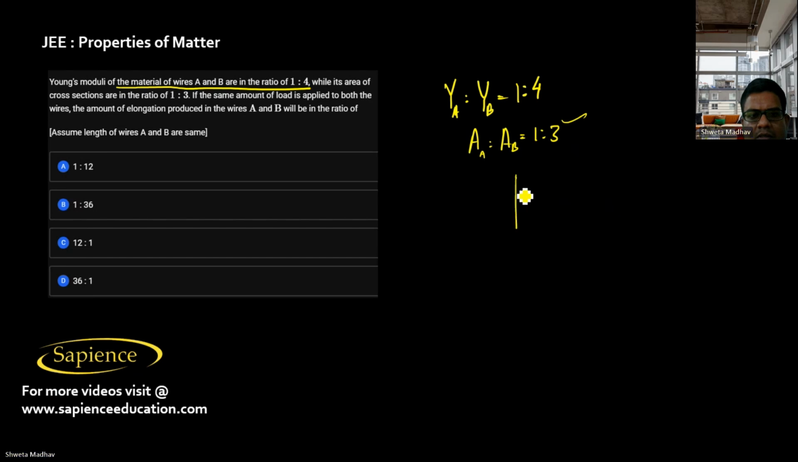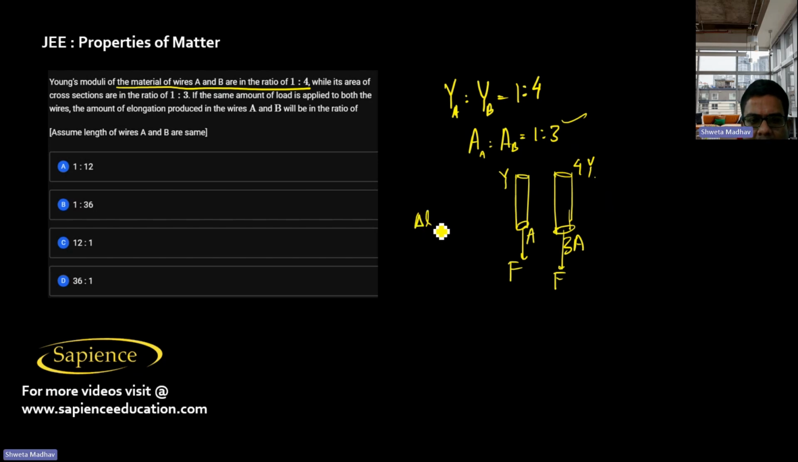Okay, so it means that one of the wires is having area of cross section A, and the other wire is having area of cross section, suppose, 3A. Its Young's modulus is Y, and the other's Young's modulus is 4Y. Then if the same amount of load is applied to both the wires, means the force applied is the same. The amount of elongations produced will be in the ratio, so delta L in wire A by delta L in wire B, that is the ratio we have to find.